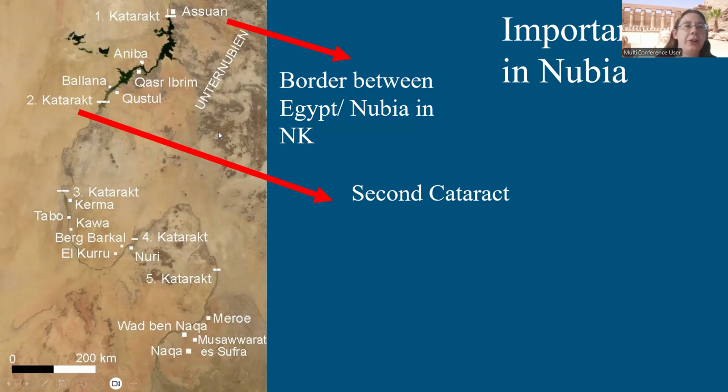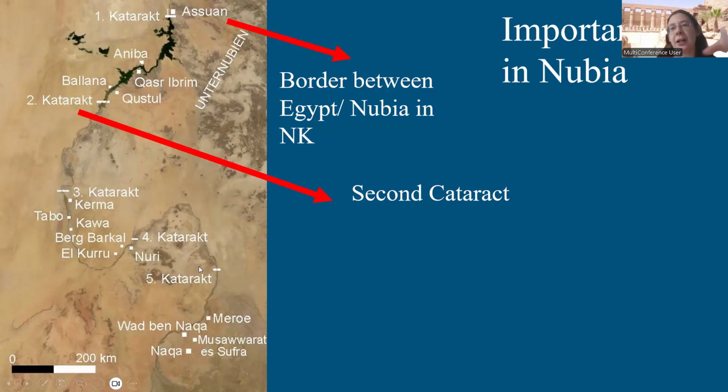So the first cataract basically marks the Egyptian border with Aswan and the temple of Abu Simbel. And then the rest of the cataracts, which are numbered here, so 1, 2, 3, 4, 5, and 6, which okay, so 6 is out of the frame.